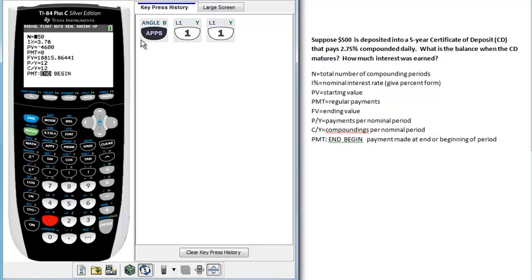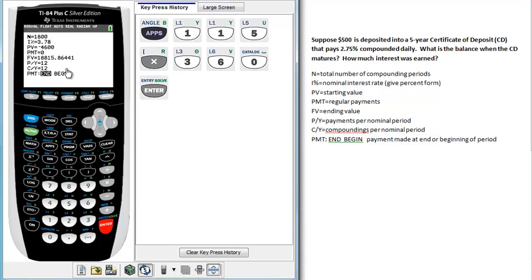So for our situation, I'm looking at N right here. N is the number of compounding periods. We have 5 years compounded daily. So I'm going to go 5 times 360. Hit enter. 1800 periods that we're looking at. Our interest rate is 2.75, so I'll type in 2.75. Hit enter. Our present value, the principal that we put in, is 500.